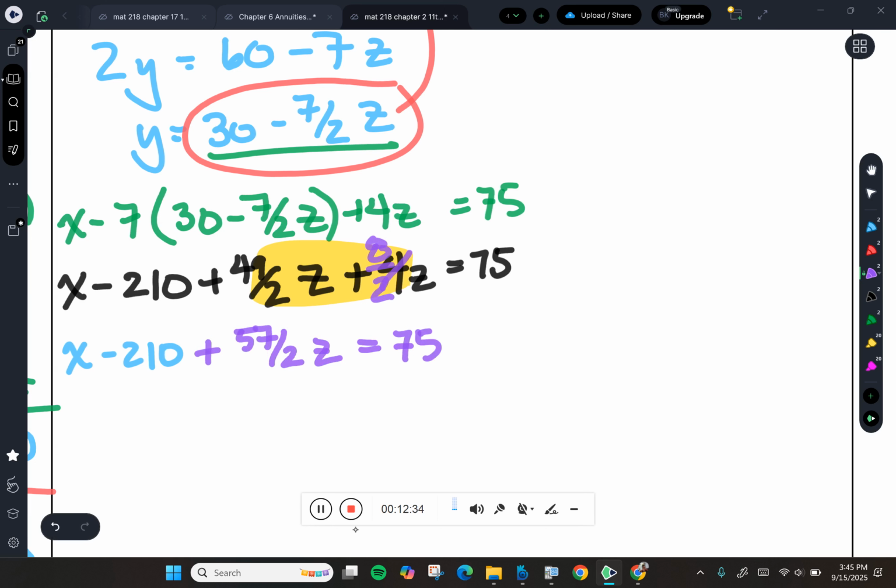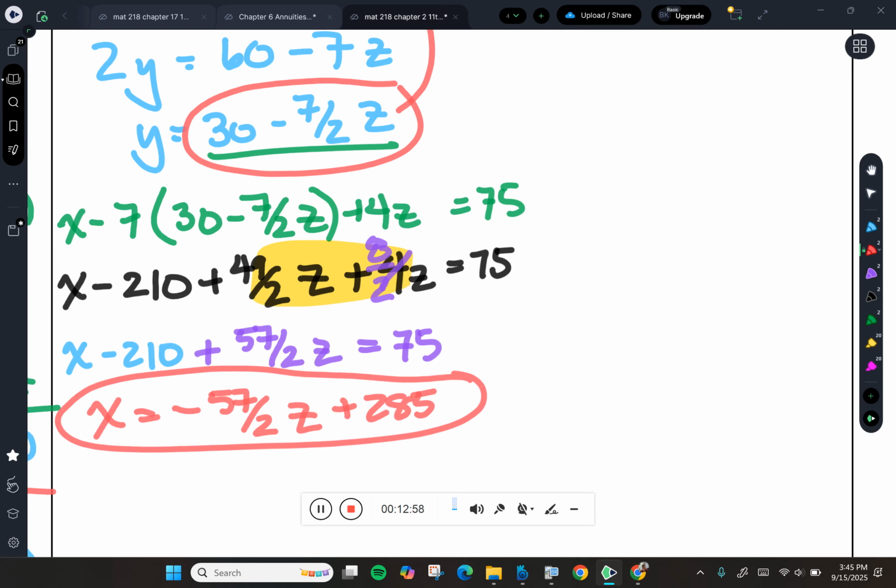Now I'm going to take the z term and the constant term and move them to the right. Let's see, we'll go to red. And so that's going to be x is equal to negative 57 halves z, and then I'm going to add the 210, so plus 285. And so now I've got x in terms of z.